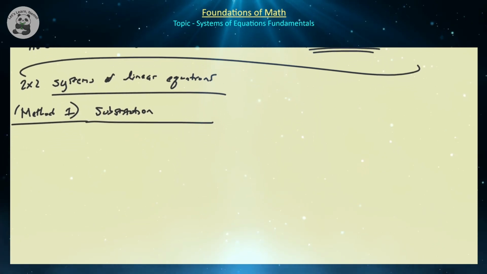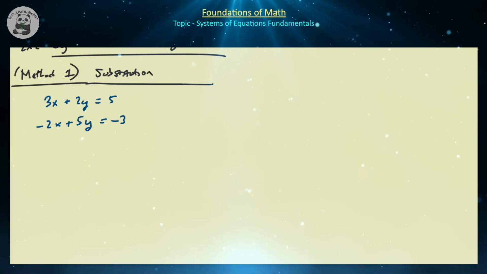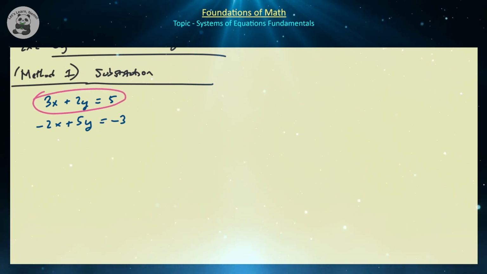Substitution. So let me illustrate how substitution goes. Keep in mind we have two equations, 3x plus 2y is equal to 5, and minus 2x plus 5y is equal to minus 3. What we're going to do here is take one of these equations and solve for one of their variables. For example, we can choose the first equation, and we can solve for y. And you could also solve for x. It really depends on your preference, but you will be able to find which is going to be easier for the solution strategy eventually once you do a few examples. So let's take the first equation and solve for y.